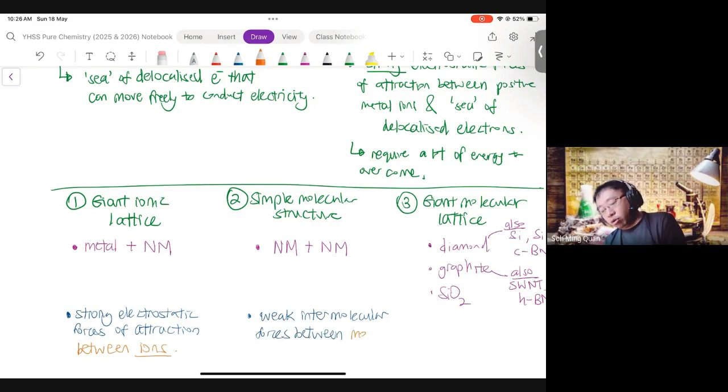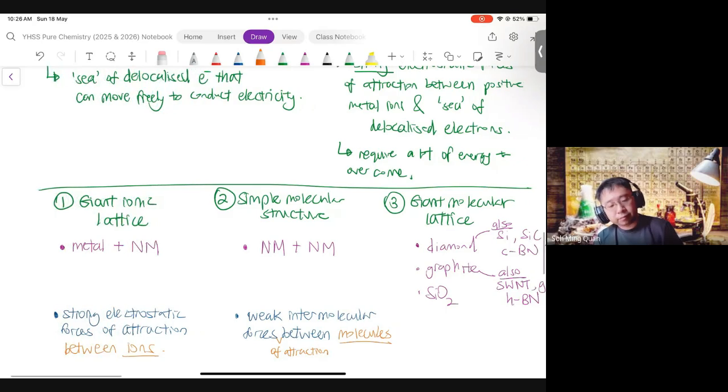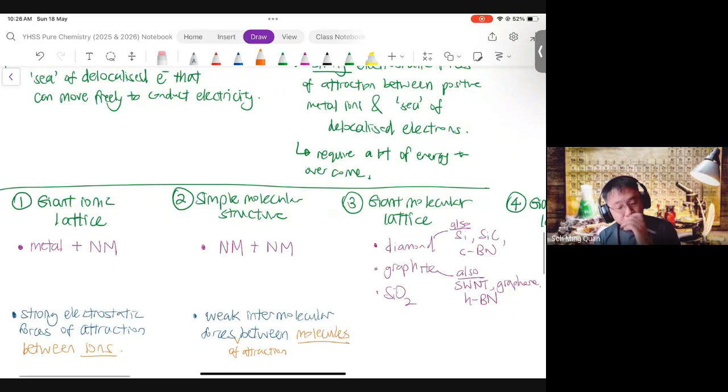Does it mean that there's no covalent bonds? No, there is covalent bonding in simple molecular, but the covalent bonding is inside the molecule. But I'm interested to know, to melt or boil something that is simple molecular, what do I overcome? I overcome the weak intermolecular forces of attraction, sorry, between molecules. All right, that's simple molecular.